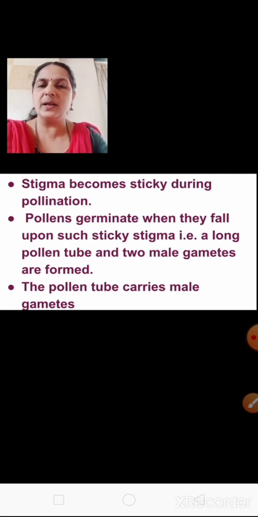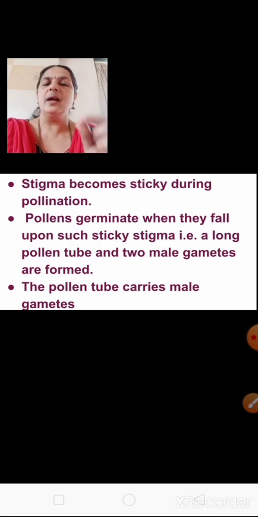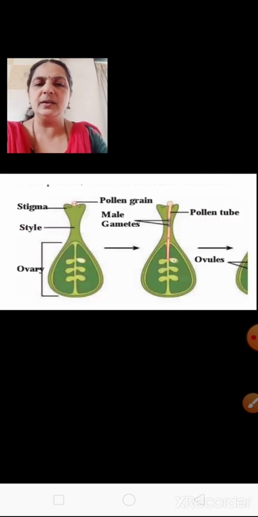A tube-like structure. I showed you in the figure itself. A tube-like structure is formed and two male gametes are formed inside this. And this pollen tube is like a long tube. It will carry these male gametes inside up to the ovule. You can see here, see the figure.